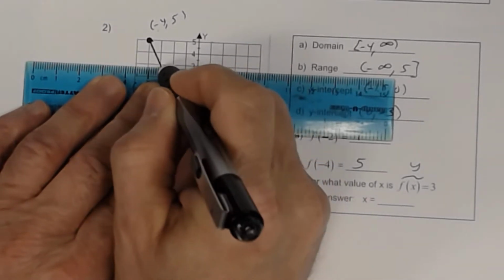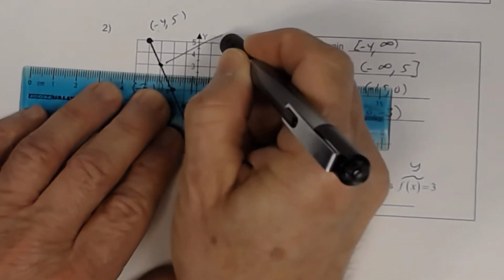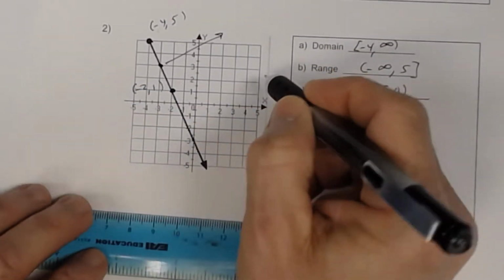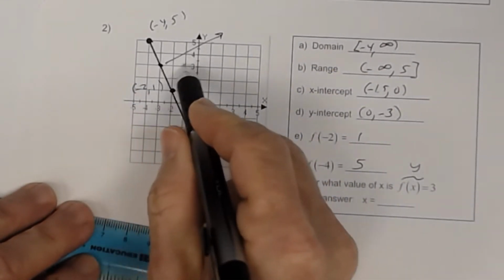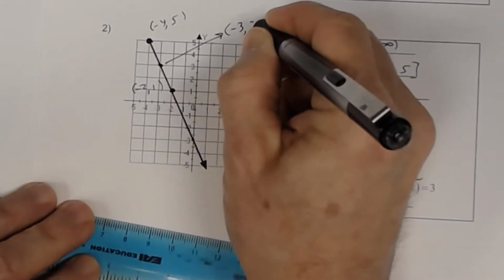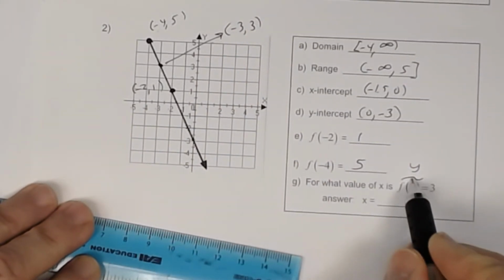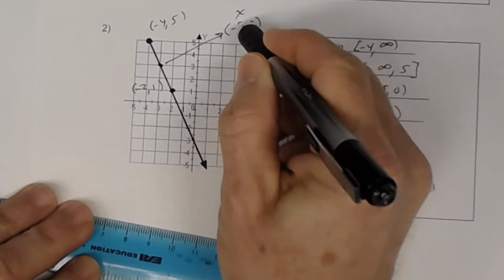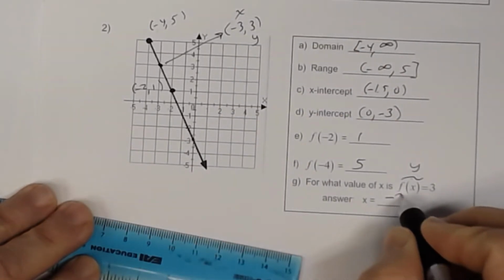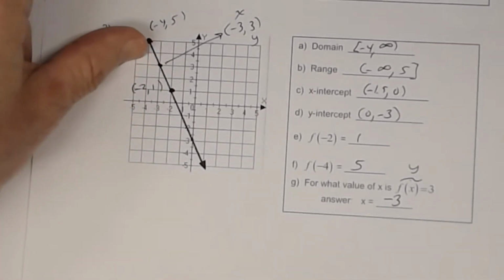So the point that corresponds to that is this. The coordinates of that point would be negative 3, 3. See that? Negative 3, 3. And so now we're going to answer the question. When y is 3, x is negative 3. All right, so that's number 2.